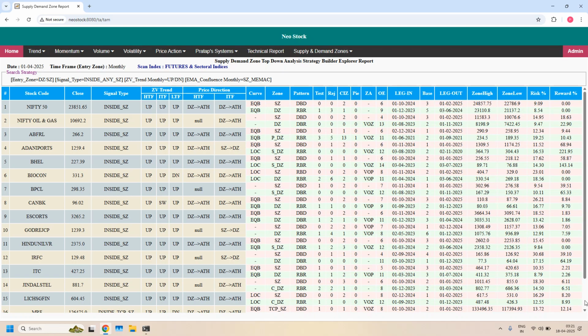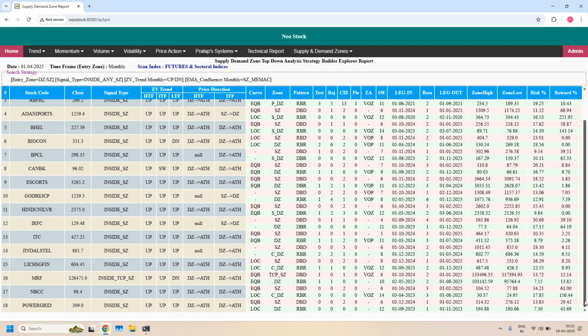Scrolling the list down. Total 18 stocks are filtered. All these monthly supply zones are having monthly EMA Confluence. And also current price closed inside the monthly supply zone. So this is about monthly time frame.